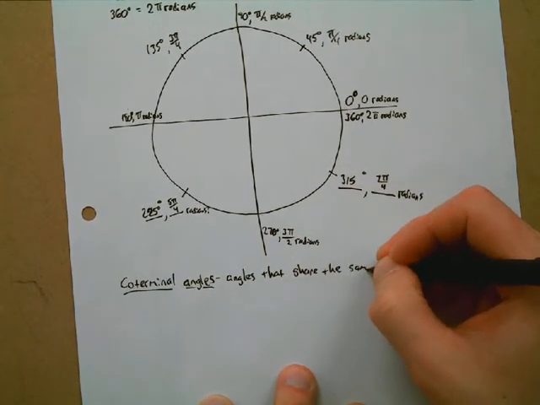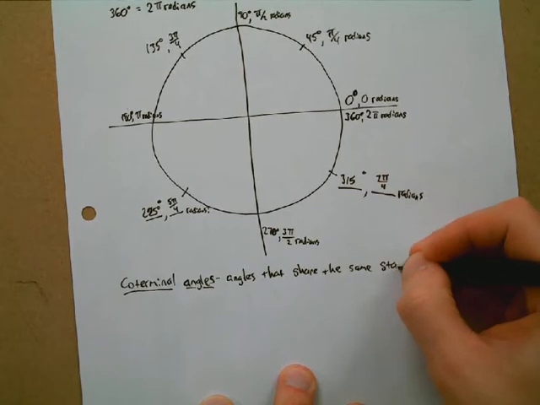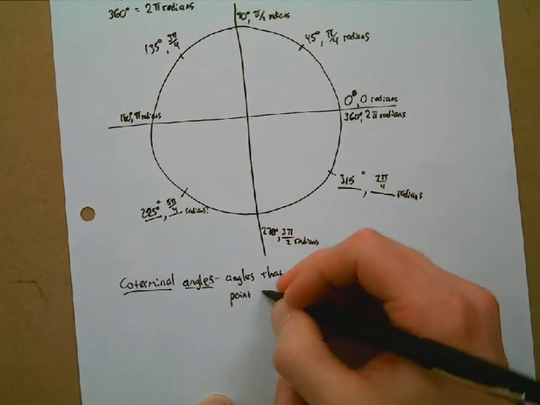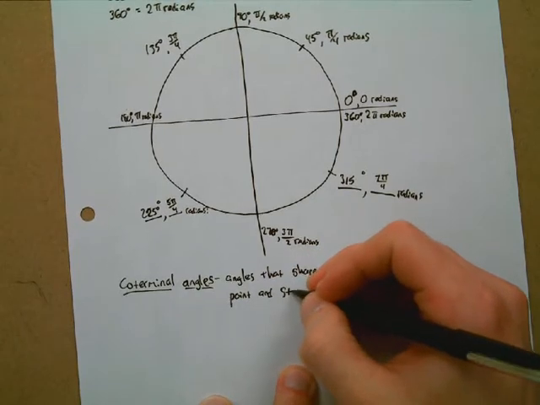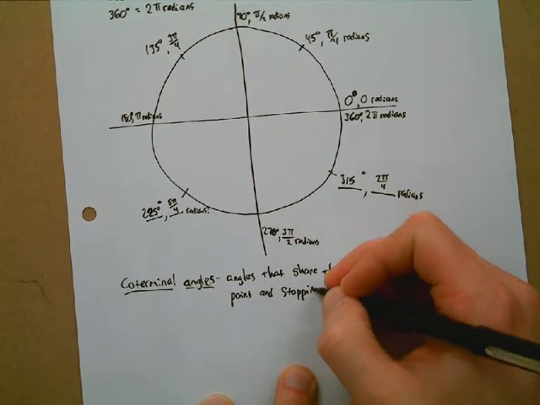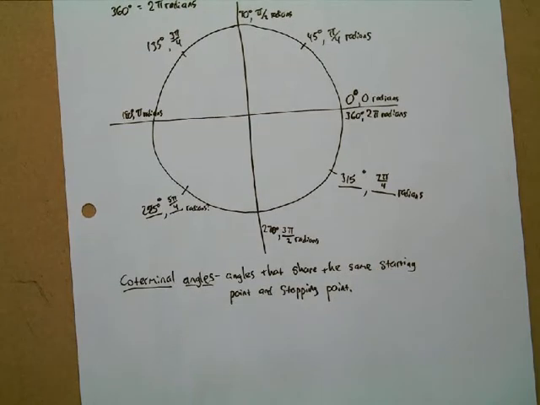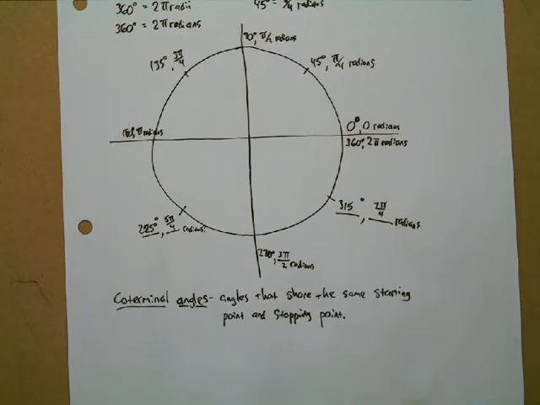So all the angles on this circle share the same starting point, right? They all share this side right here, because this is where all of our angles are measured from. Okay? But not all of them share the same stopping point, except for this pair that we have listed right here. Okay?